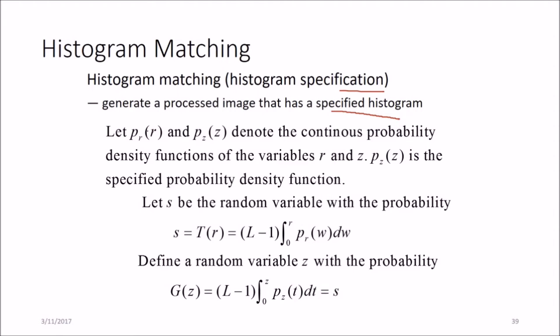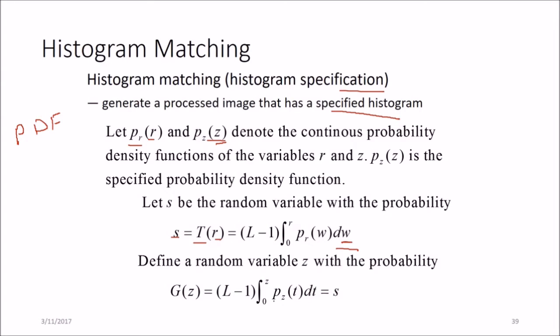Let us assume that we have PR(R) and PZ(Z). They denote the continuous PDFs, that is probability density functions, of the variables R and Z. This PZ(Z) is the specified probability density function. Let S be a random variable with S equal to T(R), and we know how to do it. We have already done it in the previous section. So if a certain transformation has to be applied on R to get S, we apply it like this: integral from 0 to R of PR(W) dW.